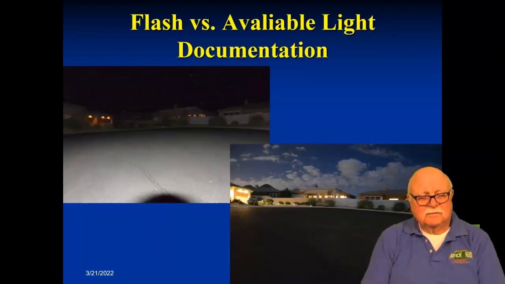Flash versus variable light documentation. This is an illustration showing how effective or ineffective your flash is. Your flash carries a maximum of about 10 feet out in front of your camera. Here on the right, lower right, is a picture of taking available light pictures with long exposures.